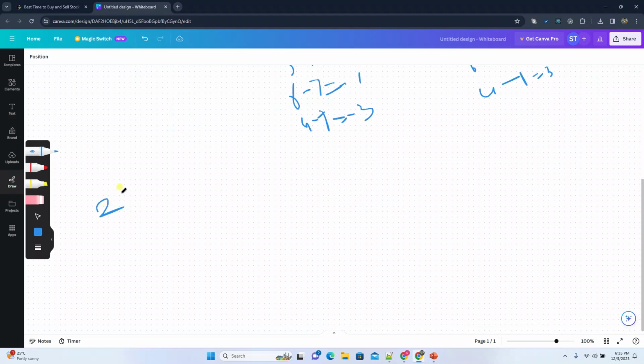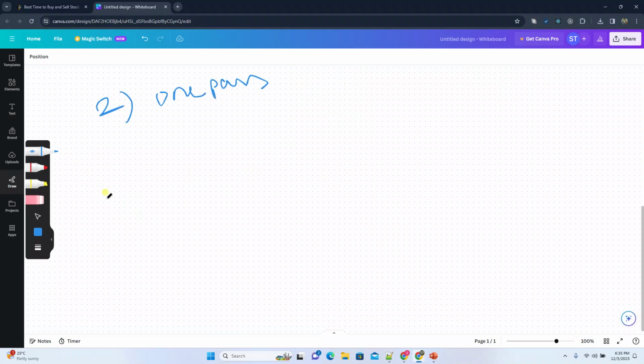And the second solution is one pass. We'll try to go through the array only one time by using some extra variables, and we'll finish it up. Okay, one pass means we'll go through all the values only once.